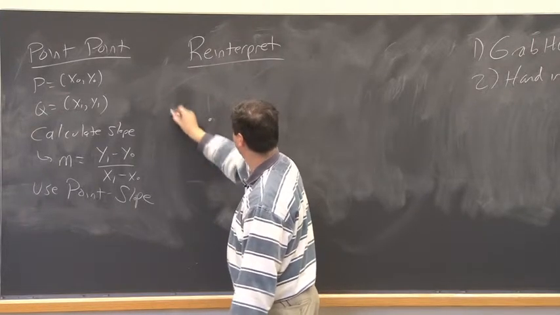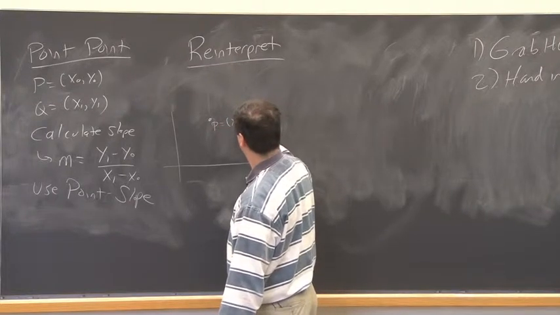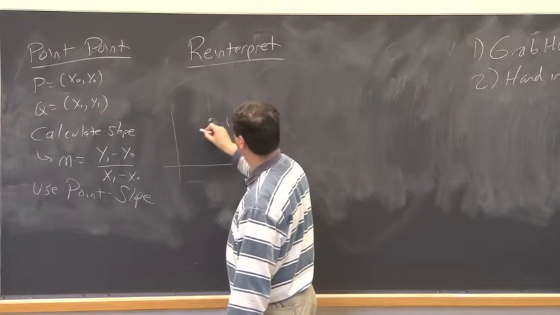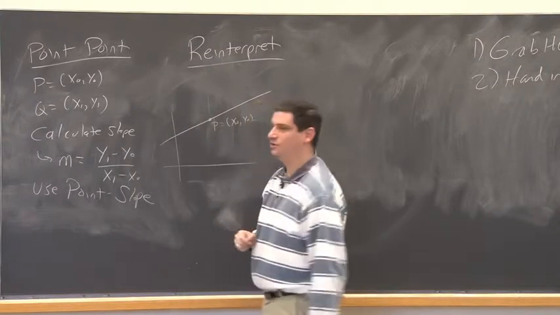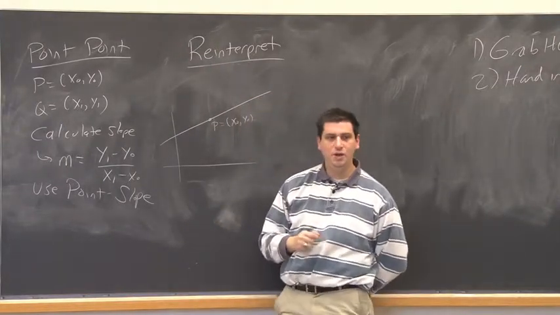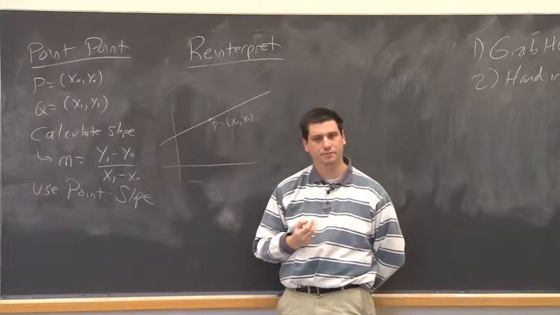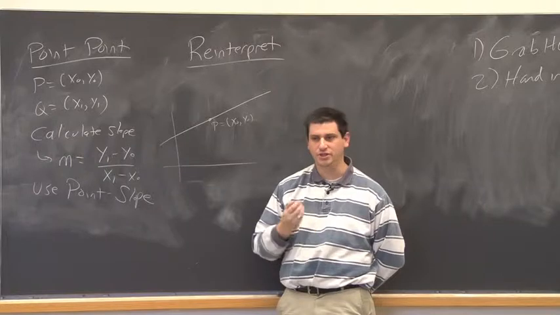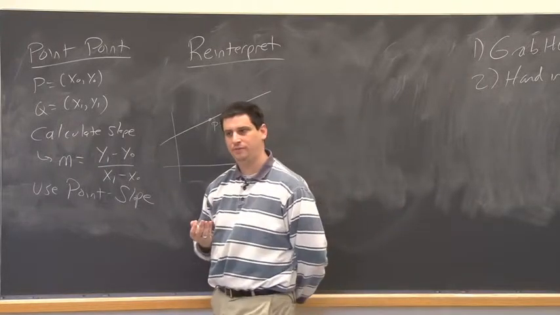So let's think about what's going on. Here's my point P, x0, y0. And I want some line going through this point. What does it mean to have slope m? Can someone tell me, what does it mean to say a line has slope m?